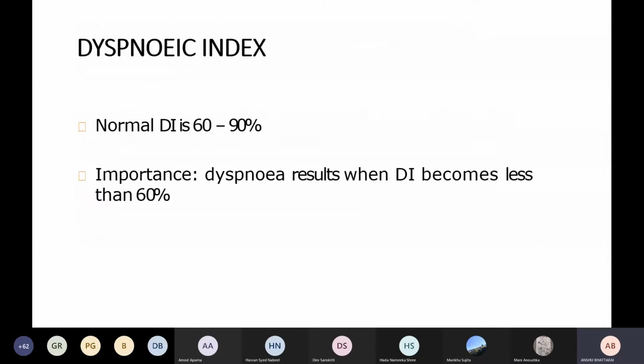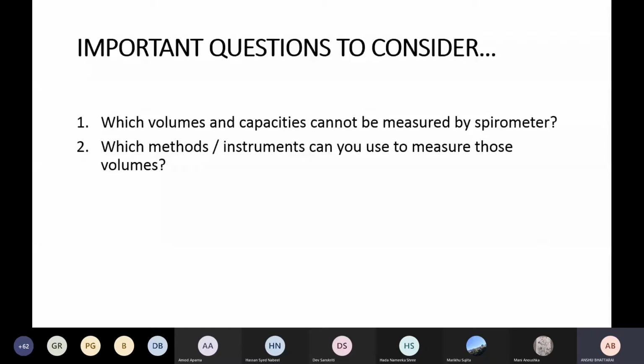And one thing that I would like you to consider. The first one is we have measured some volumes and capacities from spirometer, right? But there are some volumes that cannot be measured by spirometer. Okay, so you have understood the procedure now. So you have to know what volumes and capacities cannot be measured by spirometer and what methods or instruments you can use to measure. Okay, so these questions are important from your viva point of view. You are usually asked. So I want you to find out the answers to these questions, okay?